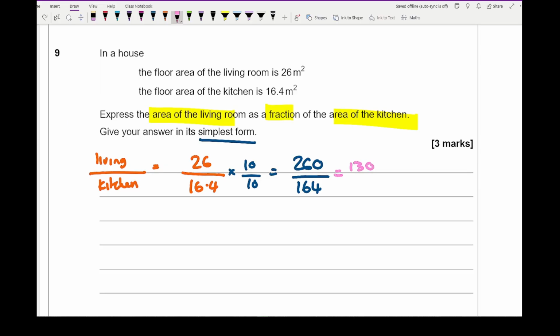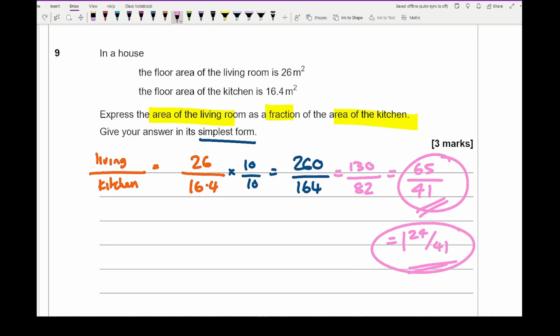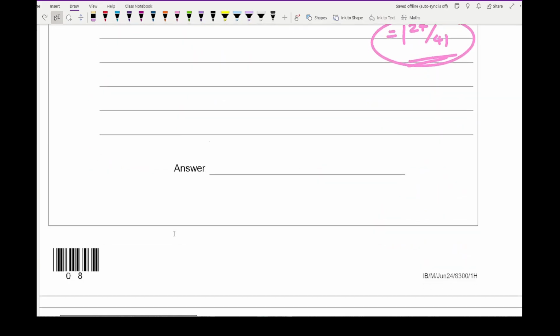So you could have 130 over 82, which simplifies ultimately to 65 over 41. So you can either leave your answer as an improper fraction, or you can convert it into a mixed number, which gives me 1 and 24 over 41. So any of those two answers there will be good enough for the 3 marks.